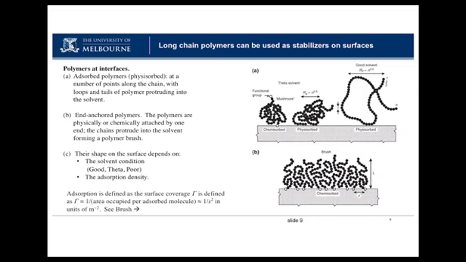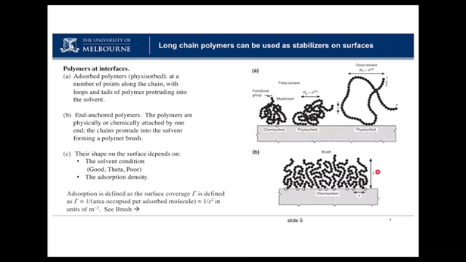And so the distance between contacts can also be related to the number of polymer molecules you have on a surface. That's called its surface coverage, and it's defined as 1 over the area occupied per adsorbed molecule, or 1 over S squared in odd units.